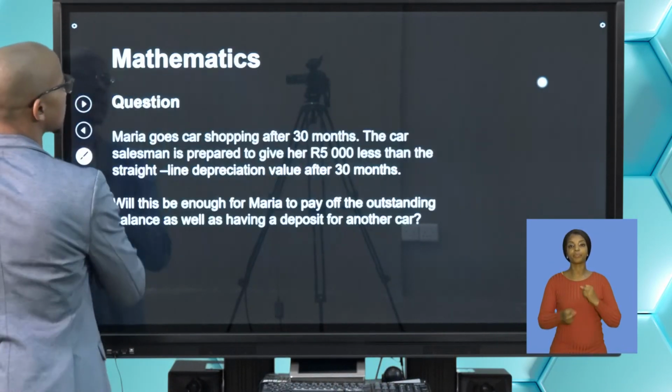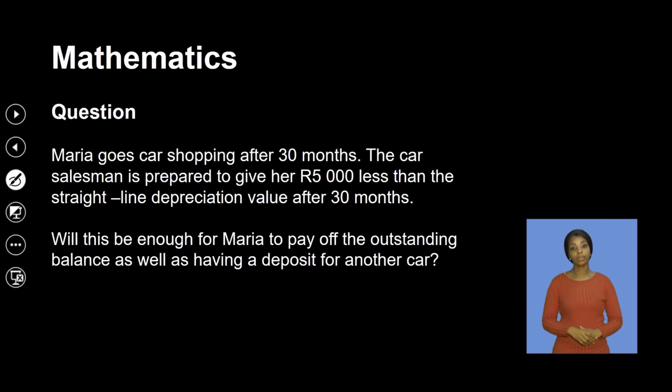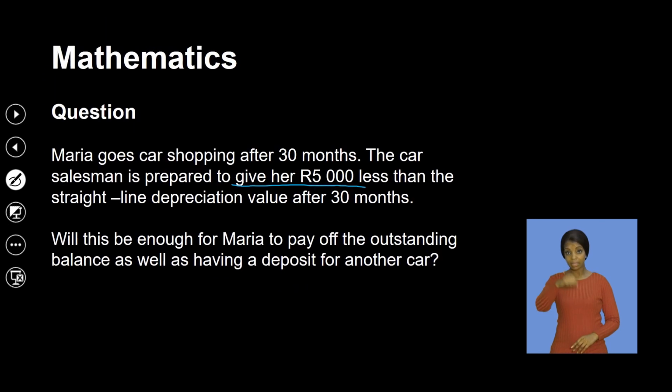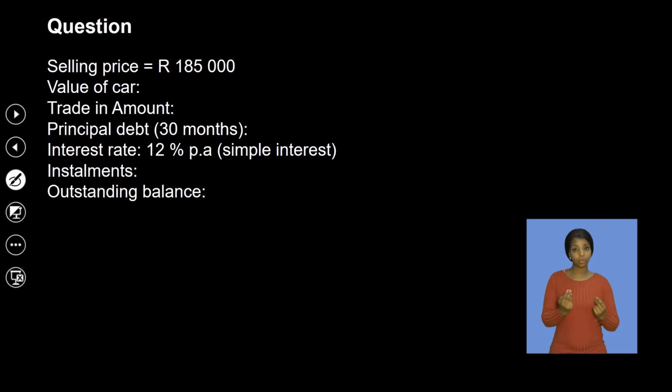So let's quickly look at the last question, but I'm going to need you to do this one, and then let us know what you think about it. So Maria goes car shopping after 30 months. Then the salesman is prepared to give Maria 5,000 less than the straight line depreciation value. Remember, the straight line depreciation value is 117,937 and 50 cents, right? And then will this be enough for Maria to pay off the outstanding balance as well as having a deposit for another car? So let's quickly look at this.